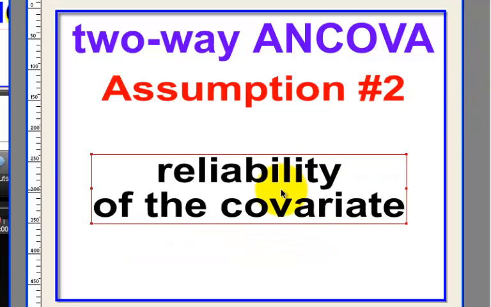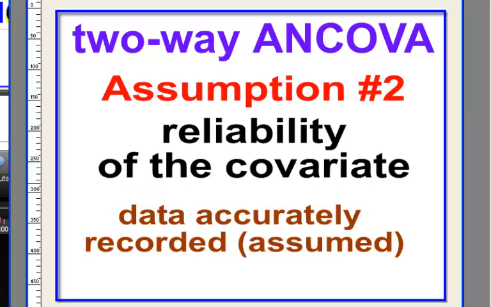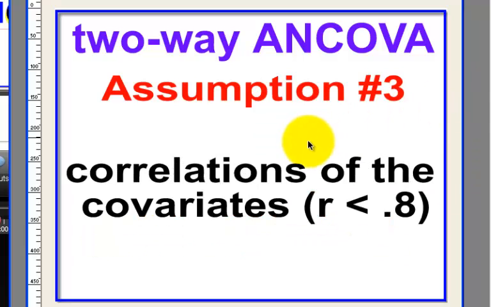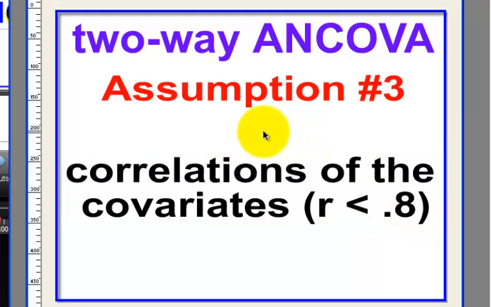Assumption number two is the reliability of the covariate. That means, was the data correctly and accurately recorded? And we're going to assume that it was. Okay. Number three, the correlations of the covariates. It has to be less than 0.8.